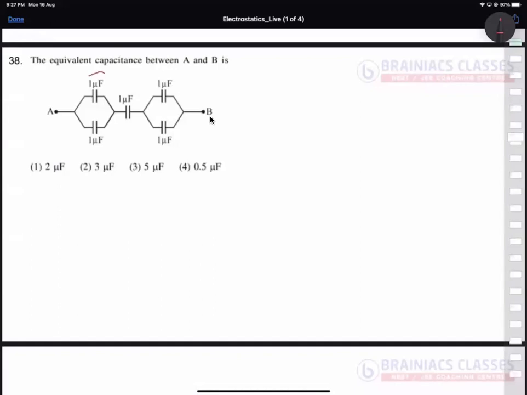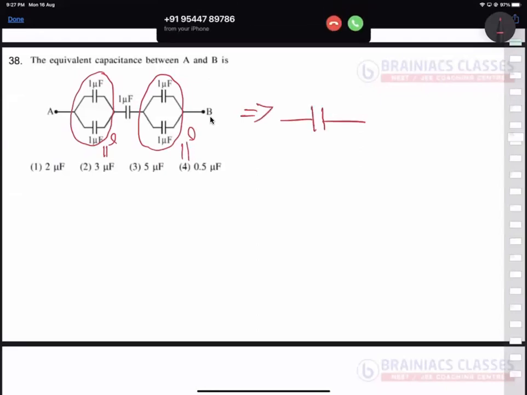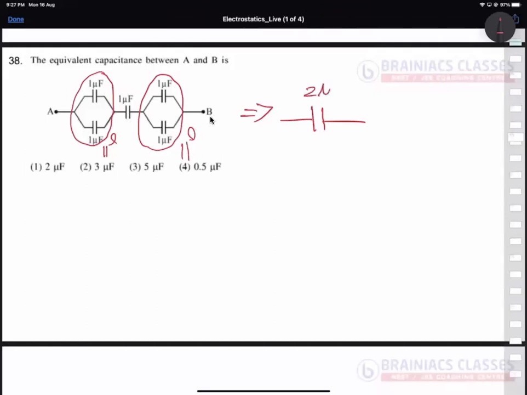So first, this 1 microfarad and this 1 microfarad capacitance, what connection? This is parallel connection. This 1 microfarad, what connection? Parallel connection. Now the equivalent circuit: first one in parallel, so we'll get 2 microfarad capacitance. Then in the middle, we have a 1 microfarad capacitance. Then again this 1 and 1 will combine to give another 2 microfarad capacitance.